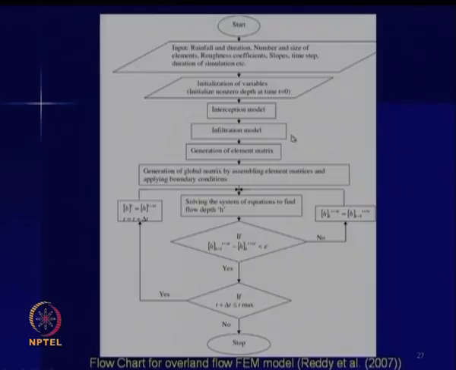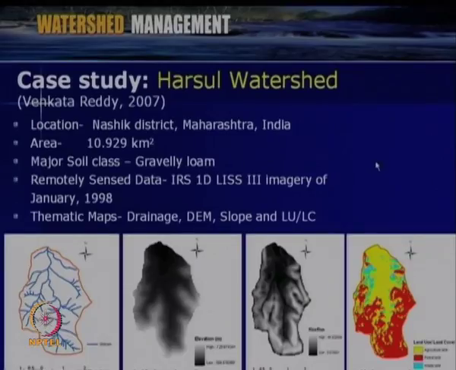So, my student Reddy has developed a model, and the flow chart is given here, for example for overland flow. With input data and various hydrologic processes like interception and infiltration, we generate the element matrix using the Galerkin finite element method. Then we generate the global matrix by assembling the element matrices and apply the boundary conditions, and we continue the modeling until the entire time period is considered. This shows the typical flow chart for overland flow using the finite element method.